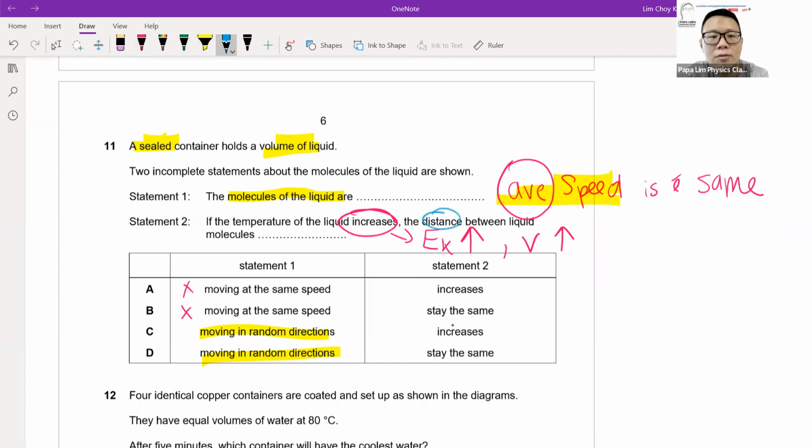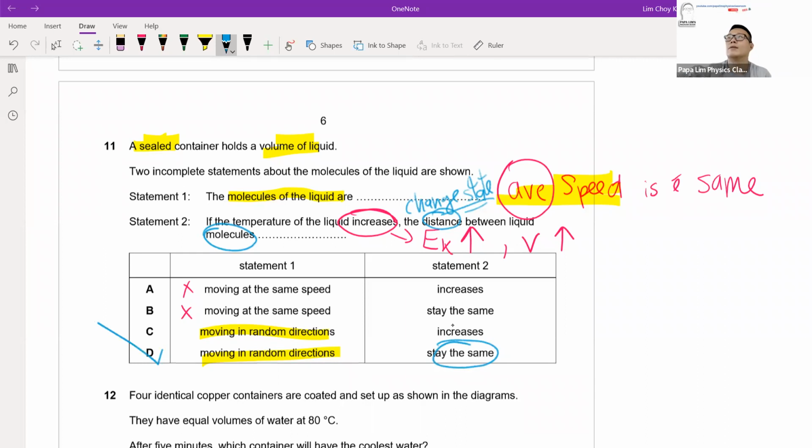The intermolecular distance, when will it change? When I change state. The distance between the molecules will only change when the state is changing from liquid to gas, or from solid to liquid when it's melting, or when it's boiling, or melting or freezing. When there is a state change, the intermolecular distance between the particles will change. That's why if only the temperature changes, the distance between the liquid molecules will remain the same. That's why my answer will be D.